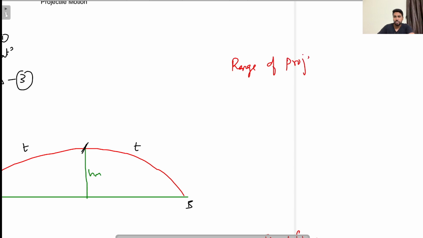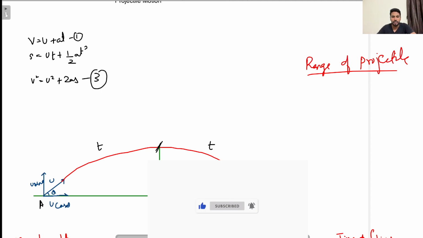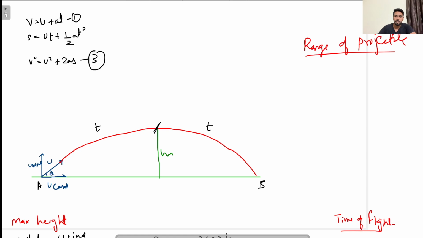Range of projectile is the horizontal distance my projectile traveled throughout its journey. I found the maximum height it could reach. Now I want to find the maximum range that it traveled horizontally. Now what is my requirement? I am dealing with the horizontal component, so my initial velocity now is going to be the horizontal component of the velocity, which is u cos theta. The initial velocity in this case changes. Why cos theta? Because now I am calculating the horizontal range, horizontal distance. For horizontal distance I require horizontal velocity, which is u cos theta.